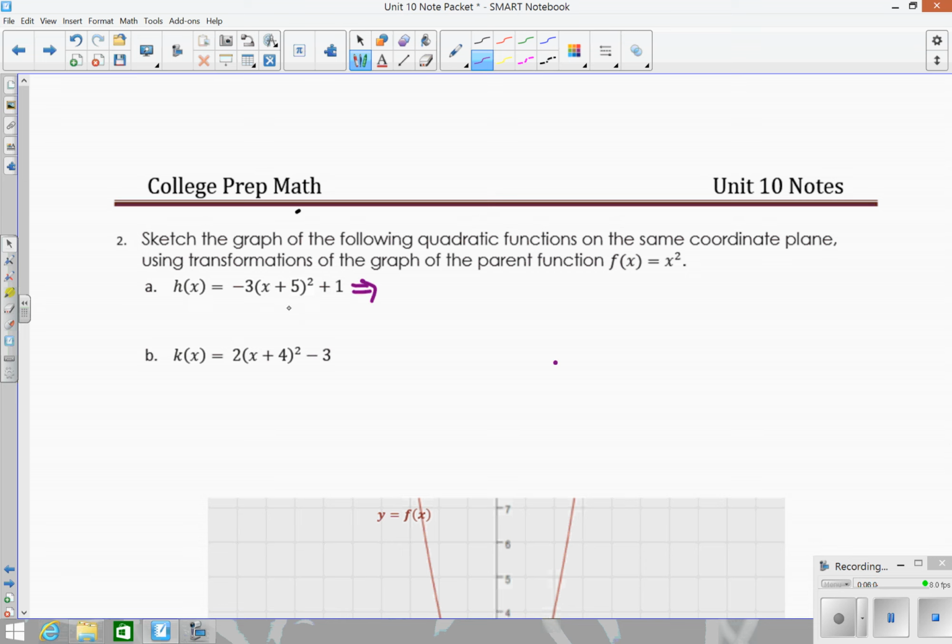I'm going to work left to right, and when I look at this left to right, I have a negative out in front, so that tells me I'm going to be reflecting. And since it's on the outside, that means it's going to be a vertical flip. So that means it's a reflection over the x-axis. Remember, anything on the outside, you're doing vertically. So it's negative on the outside. That tells me I'm flipping vertically.